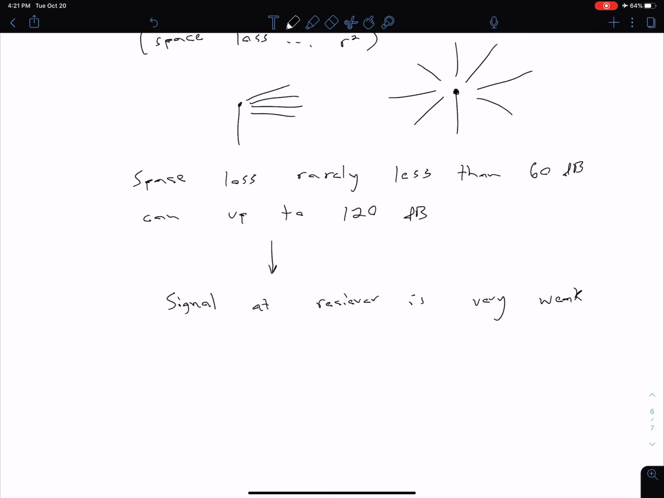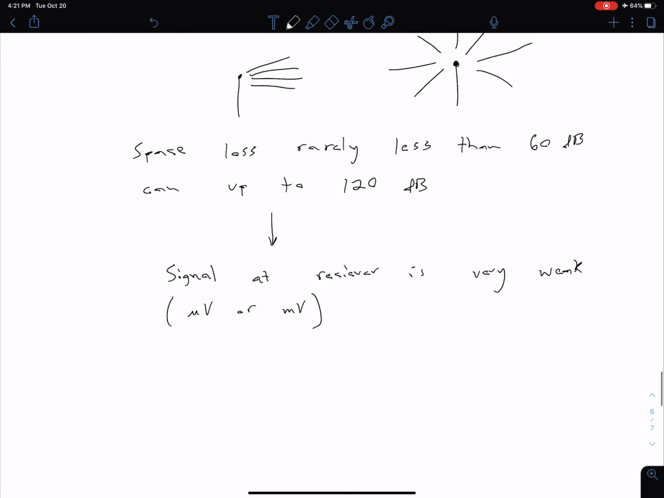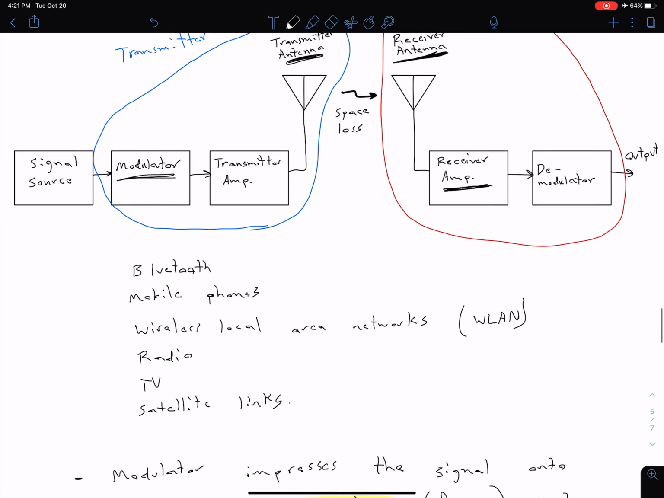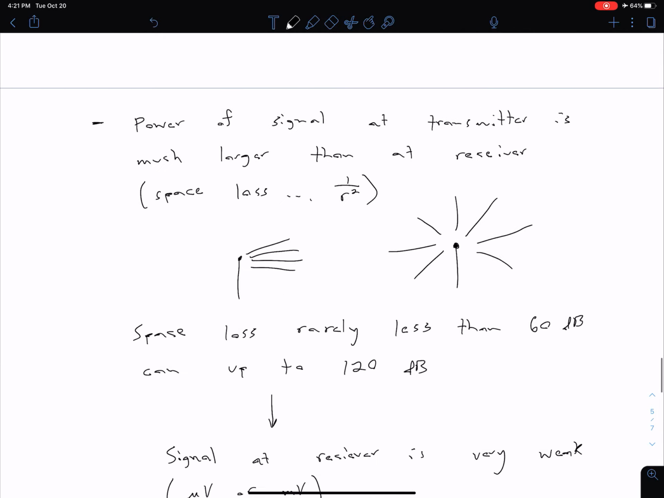In terms of signal level, let's say we're talking about a voltage, it's going to be maybe on the order of microvolts to millivolts, whereas on our transmitter side, maybe we had volts up to kilovolts. So if this signal coming into our receiver amplifier is relatively weak, we want to have a special type of receiver amplifier here called a low noise amplifier.